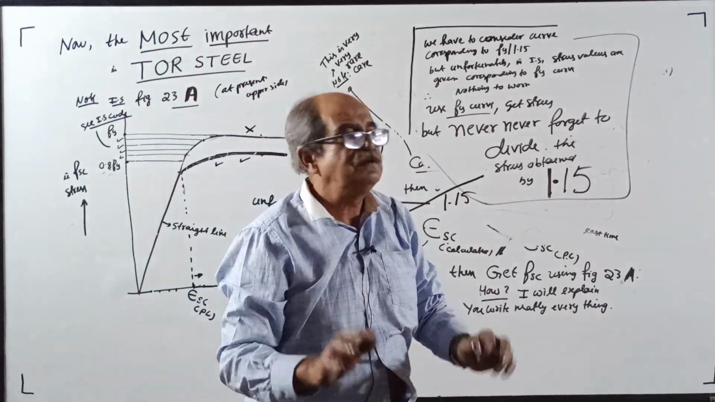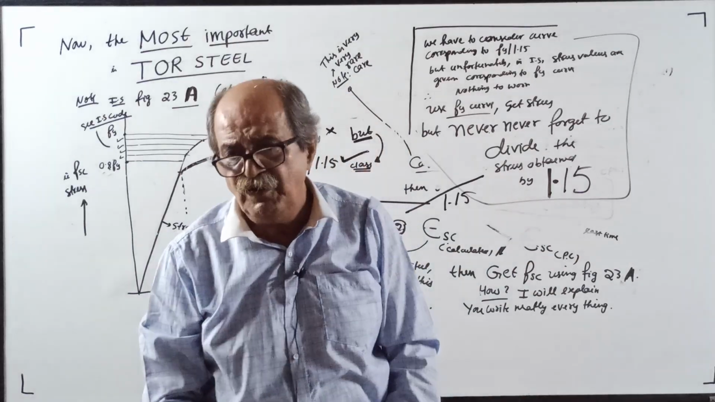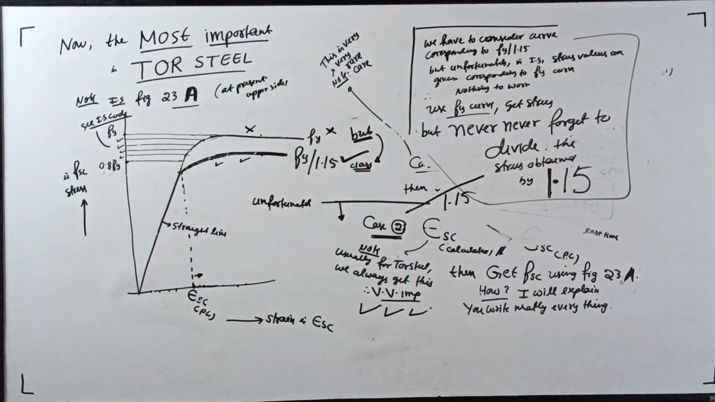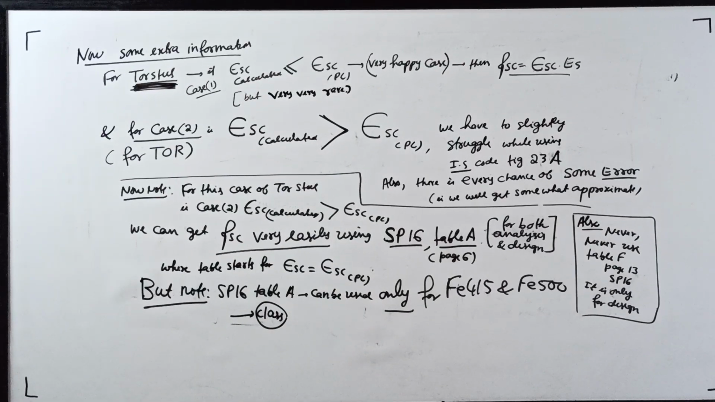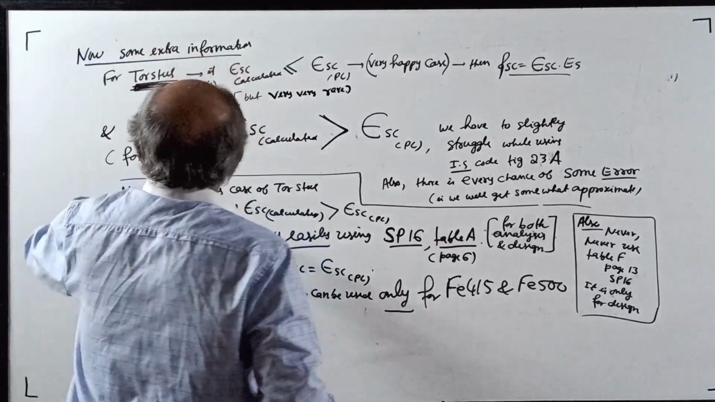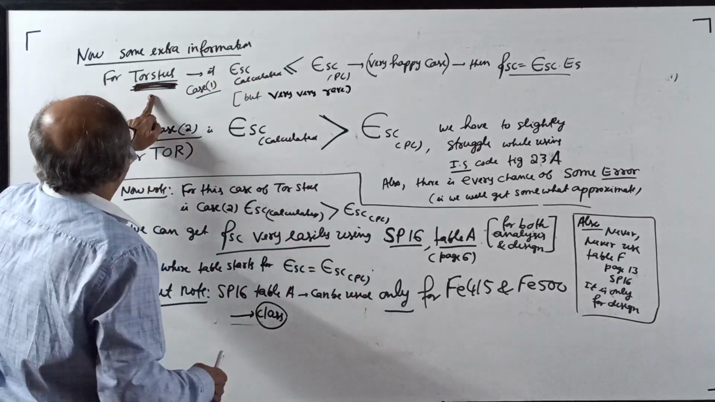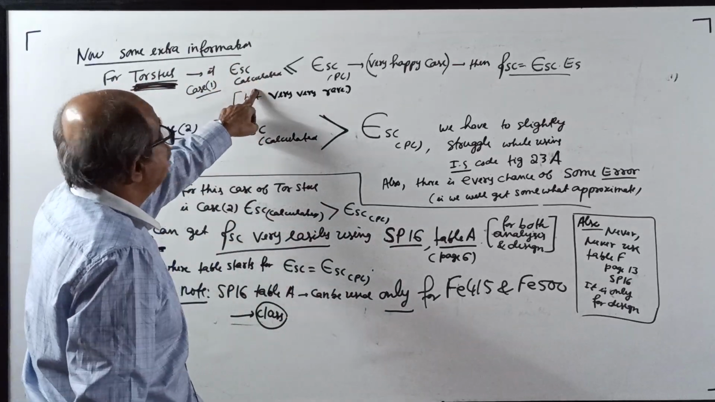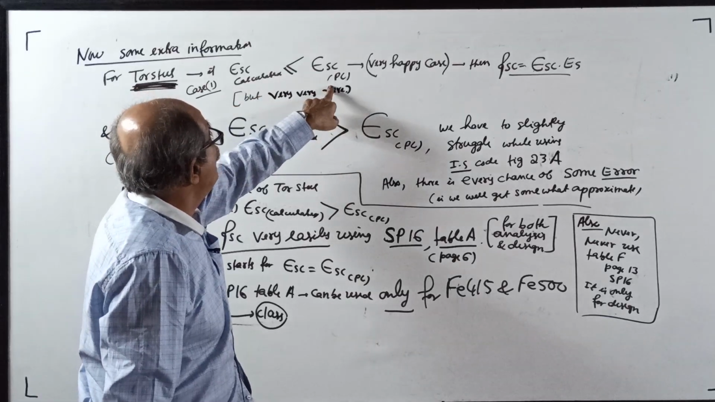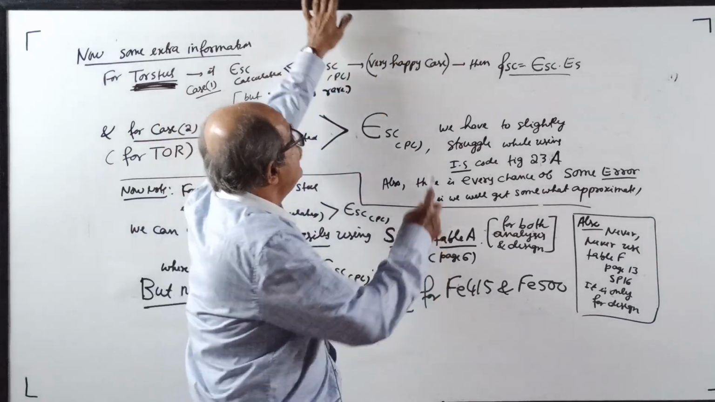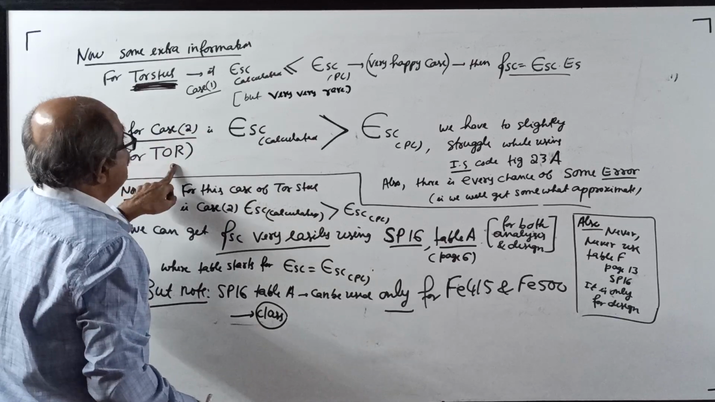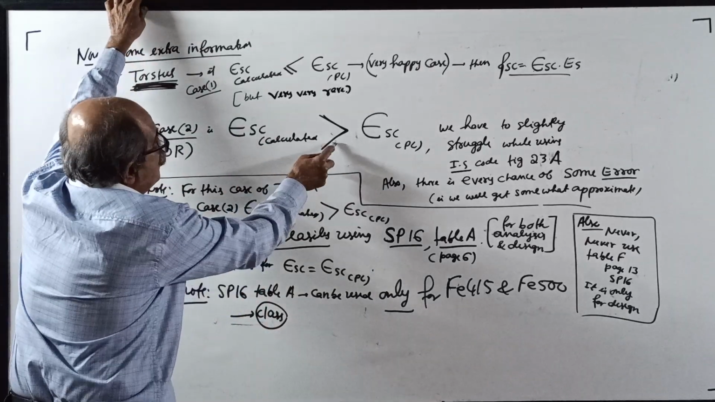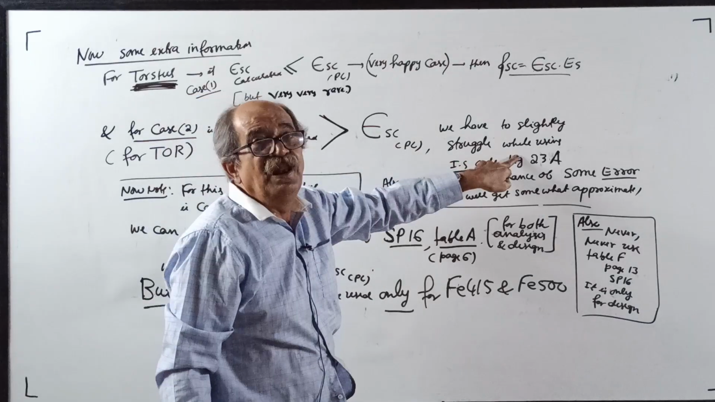This much information is sufficient. Now, a little more information is there, I will tell. Some extra information for Tor steel. In case 1, when epsilon SC is calculated less than epsilon SC PL, very happy case. Why? Directly FSC equals epsilon SC into ES, already over. But for case 2, that is Tor steel, our most popular, when it is more than epsilon SC PL, we have to slightly struggle using the IS code.